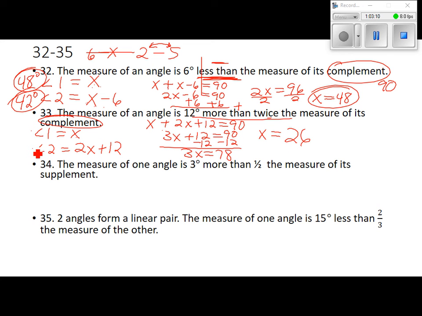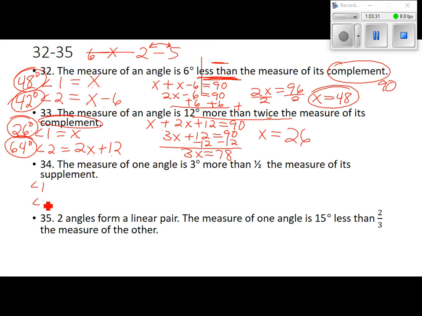I go back over here. This angle is going to be 26 degrees. That's one of them because it was just x. If I plug into this one, 2 times 26 is 52. 52 plus 12 is 64. And you could check your answer to make sure they're right by adding those together. They should add up to be 90.